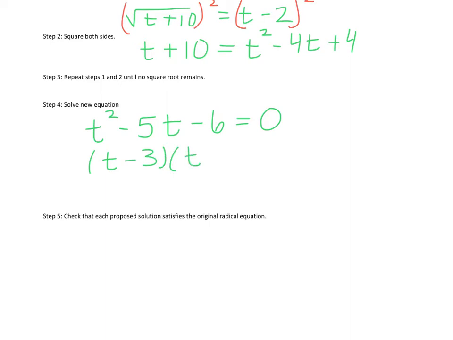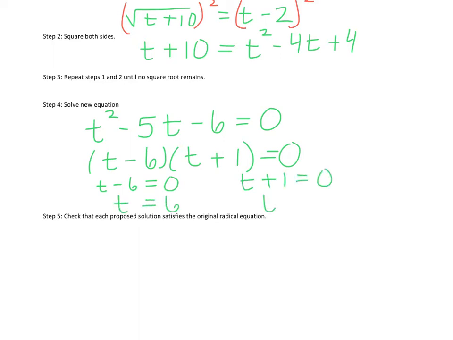except not like that. So two numbers that multiply to -6 and add up to -5 are -6 and 1. And then we use our zero factor property. And these are our two candidates, -1 and 6. And they're proposed solutions. So now we have to go back to our original equation and make sure they each work.